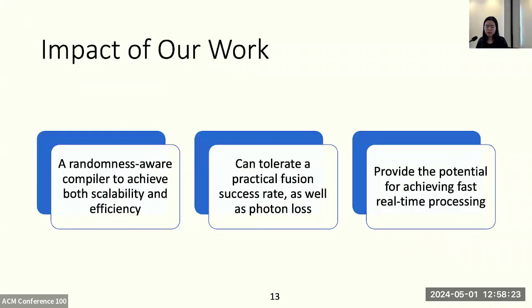To summarize, our work proposes a randomness-aware compiler that achieves both scalability and efficiency for photonic quantum computing. It can tolerate a practical fusion success rate as low as 66%, as well as photon loss. This is because a fusion is considered successful only if both photons are detected, so the effect of photon loss can be considered as a reduction of the fusion success rate. Moreover, our work also provides the potential for fast real-time processing, which paves the way towards practical photonic quantum computing. That's all. Thank you so much.